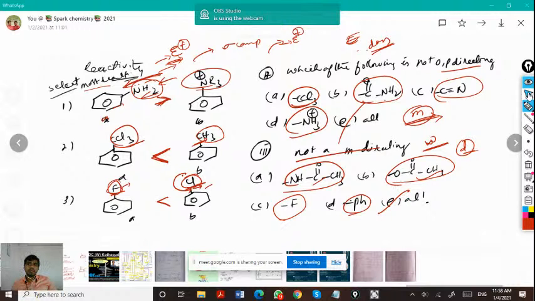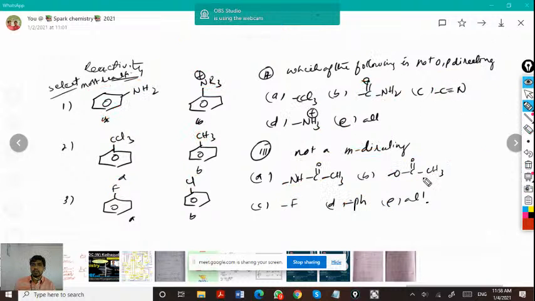In the last class I have given the list. If you couldn't find the list, go with the previous session, where you can find the list of the groups, so that you can direct the incoming groups based on their donating and activating tendencies. That class is very important, so refer to the last class. Based on that only you will write down the products. So that's all about the workouts.